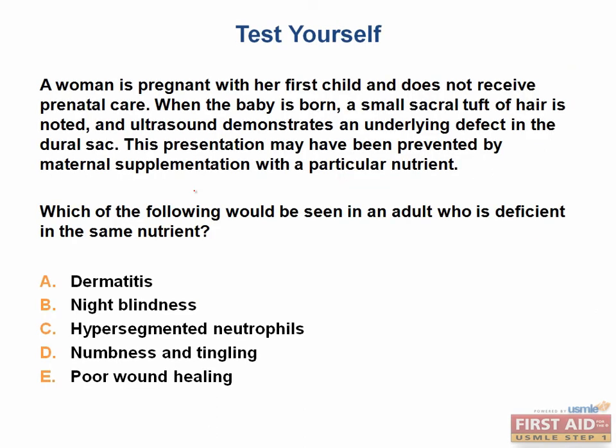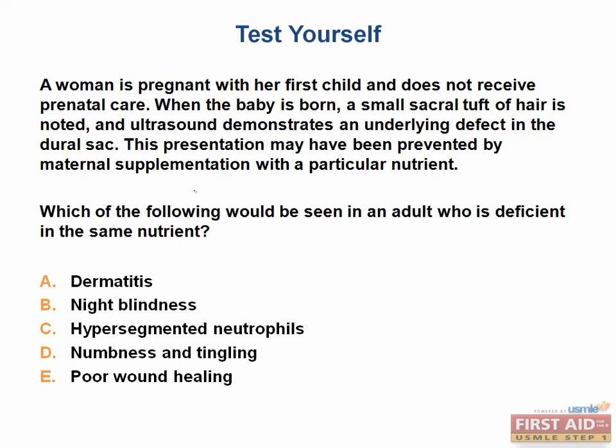So a woman is pregnant with her first child and does not receive prenatal care. When the baby is born, a small sacral tuft of hair is noted. An ultrasound demonstrates an underlying defect in the dural sac. This presentation may have been prevented by maternal supplementation with a particular nutrient. Which of the following would be seen in an adult who is deficient with that same nutrient? Dermatitis, night blindness, hypersegmented neutrophils, numbness and tingling, or poor wound healing? You can pause the video if necessary and give yourself some time to answer this question.